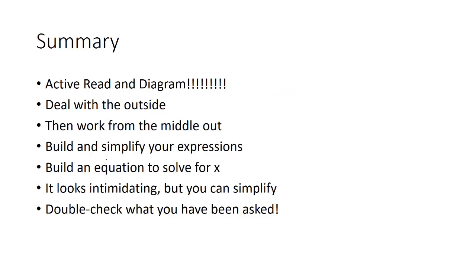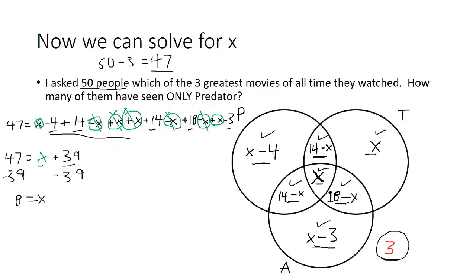Moving on. In summary, the active read is important. That diagram, making a nice big diagram so you don't miss anything. Like back here when I'm checking this stuff off, it's a lot easier to write this big long monster of a thing if you have a big enough diagram to read.